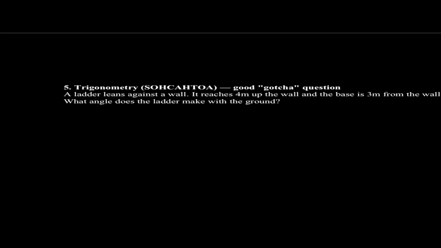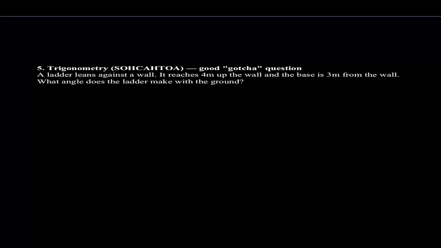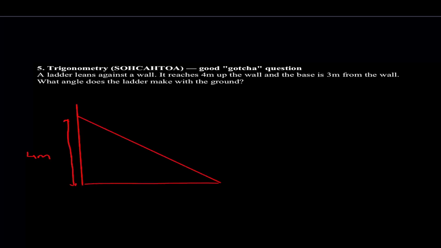Okay, how about this trigonometry question? A ladder leans against a wall. So let's draw this out. So this is my wall and this is my ladder. And it tells me it reaches 4 meters up the wall. So this distance over here up the wall is 4 meters. And the base of the ladder is 3 meters from the wall. So this is 3 meters. What angle does the ladder make with the ground? So we want to know what this angle is.